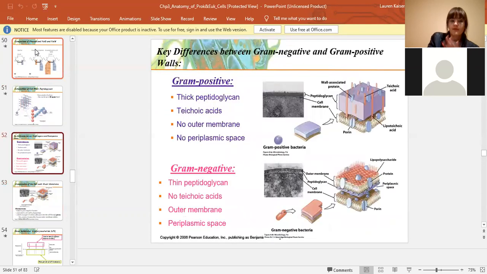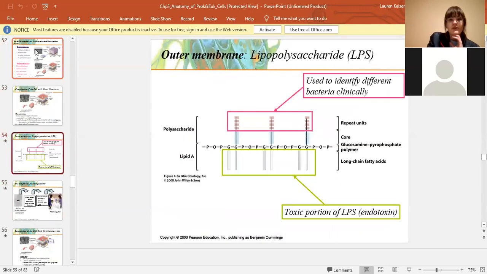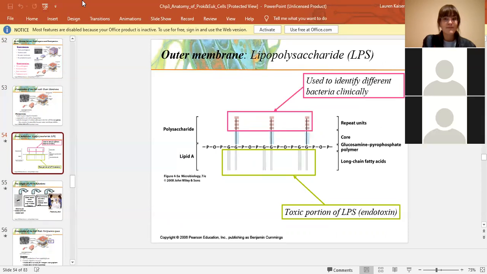So, okay. I almost skipped past it. So we have lipopolysaccharide. This is going to be found in the outer membrane. Who has an outer membrane? What bacteria type? The gram negative? Yes, gram negative has the outer membrane. So they also have LPS, or lipopolysaccharide.